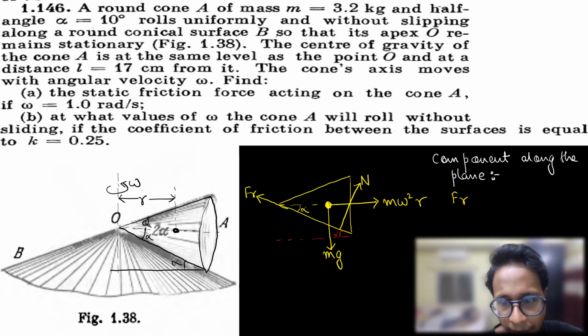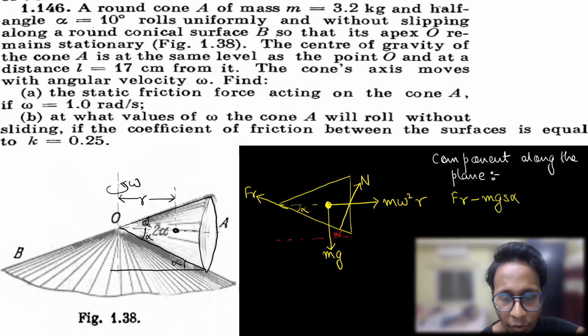This angle is alpha. So mg, if this is alpha, this is 90 degrees. See this little triangle here, this will make a right angle triangle, no? So if this is alpha, this is nothing but 90 minus alpha. So mg cos(90 minus alpha), or mg sin alpha. So minus mg sin alpha.